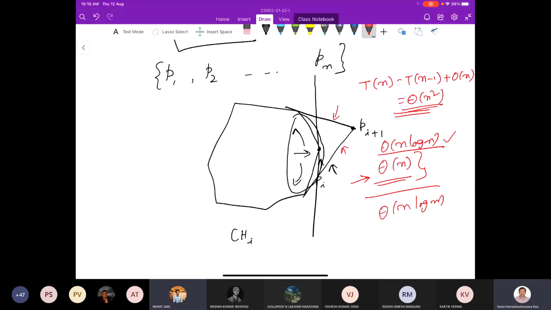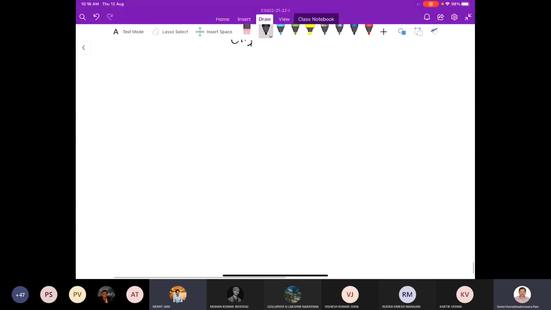To find the upper tangent and lower tangent, we are actually eliminating points which are not part of the convex hull, and that is bounded by order of n. So the total time to find all the upper tangents and lower tangents is also bounded by order of n. Yes, this is a good observation.